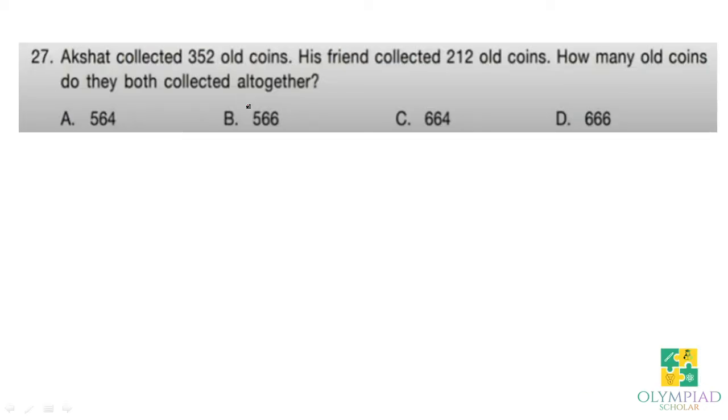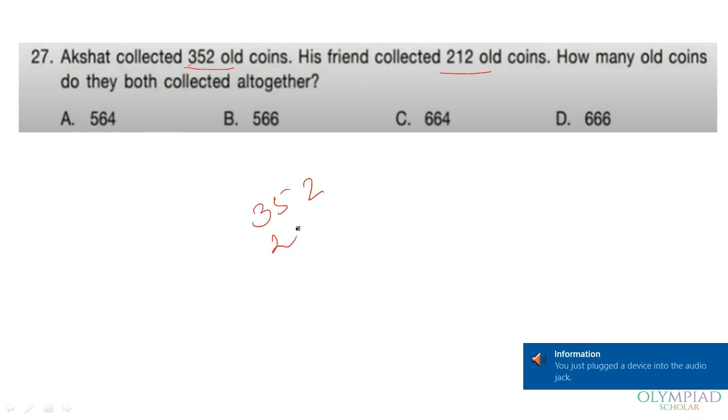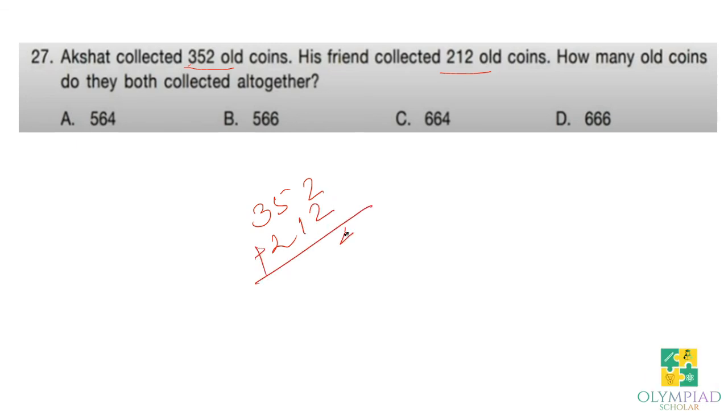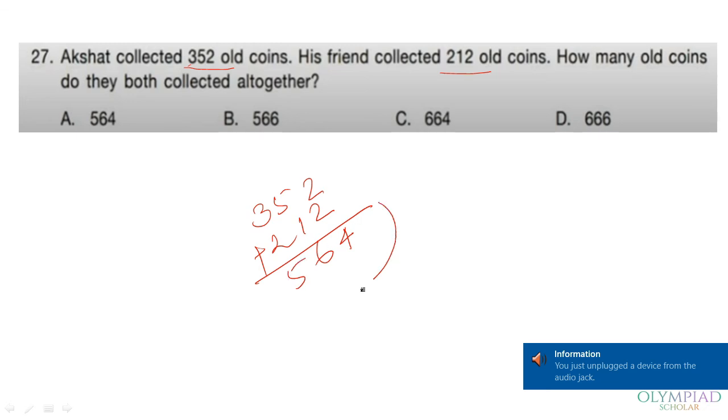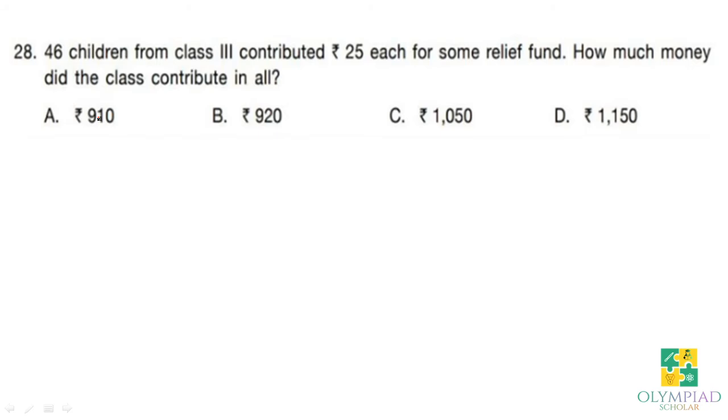So Akshat collected 352 old coins. His friend collected 212 coins. And how many old coins did they both collect all together? So that means it is the coins collected by one and the coins collected by the other. In order to find the total number of coins, you need to add these two. Okay, so 2 plus 2 is 4, 6, and 5 5, so 564. Okay, so this is option A.